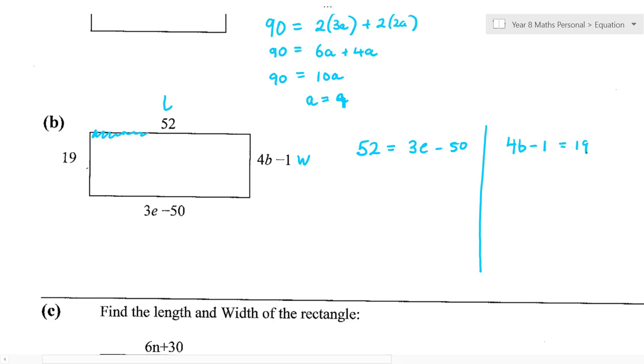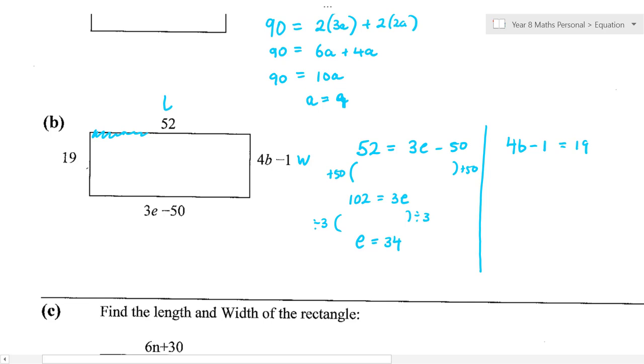Okay, so we're going to add 50 to both sides for this one. Add 50. So that gives me 102 is equal to 3e. Now remember, you have a calculator, okay? So we now need to divide both sides by 3 to give me e. So 34 times 3 is 102. So therefore, E is equal to 34. You can use your calculators, remember?